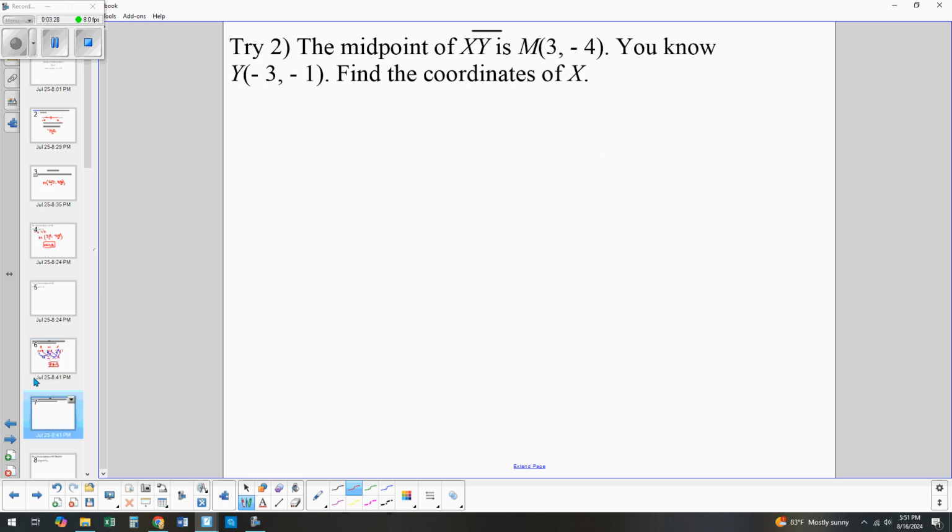This is another try problem. You can pause if you'd like. Answers are posted online.